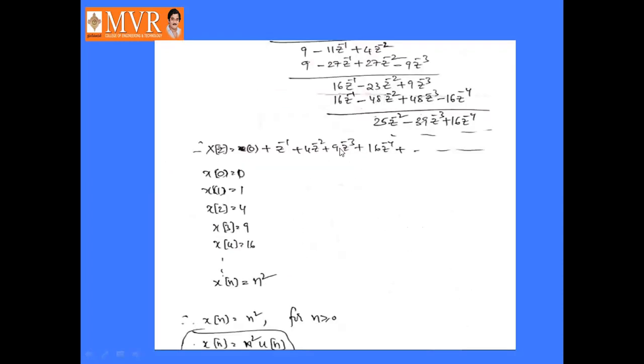So now we will compare it with the definition of the z transform, that is x of 0 plus x of 1 into z power minus 1 plus x of 2 into z power minus 2 plus x of 3 into z power minus 3 and so on, right? So by comparing this, we will get x of 0 is 0, x of 1 is 1, x of 2 is 4, x of 3 is 9, x of 4 is 16, and x of n is n square. So it is n square into u of n. Therefore x of n equal to n square into u of n for n greater than or equal to 0, right?